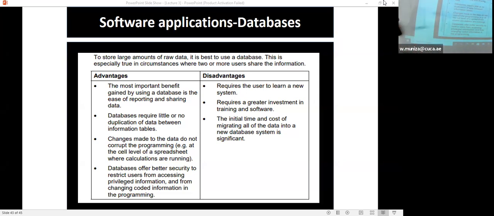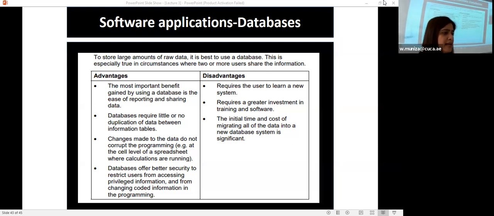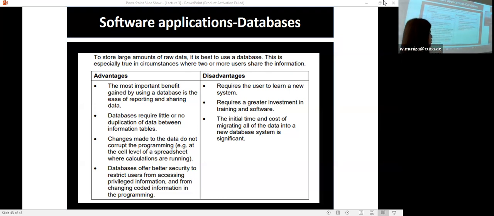Databases offer better security to restrict users from accessing privileged information and from changing coded information in the process. So databases offer more security as compared to spreadsheets. In spreadsheets, when the information is locked, that lock can be broken, but in the case of databases, it cannot be. What are the disadvantages?